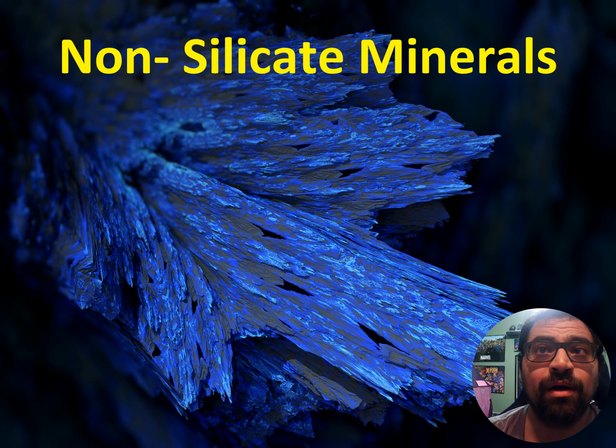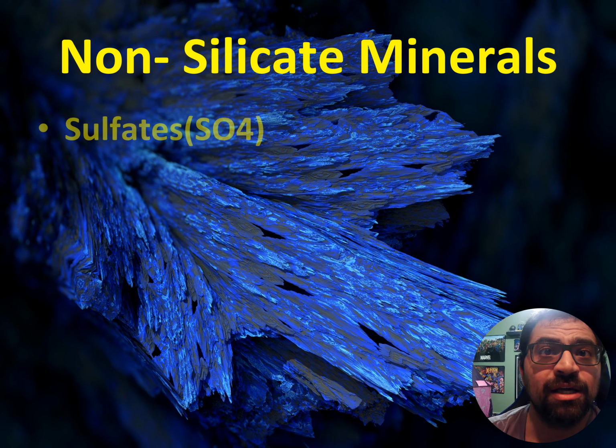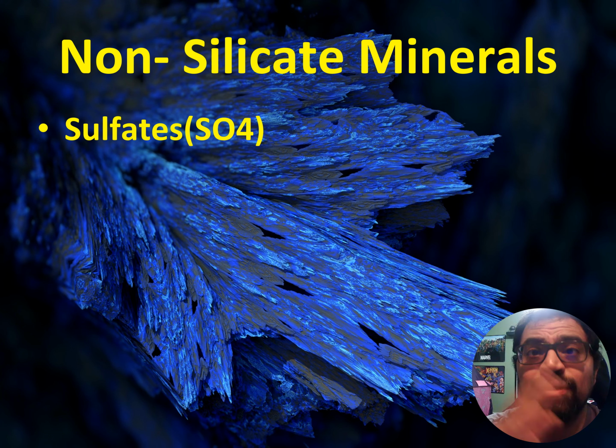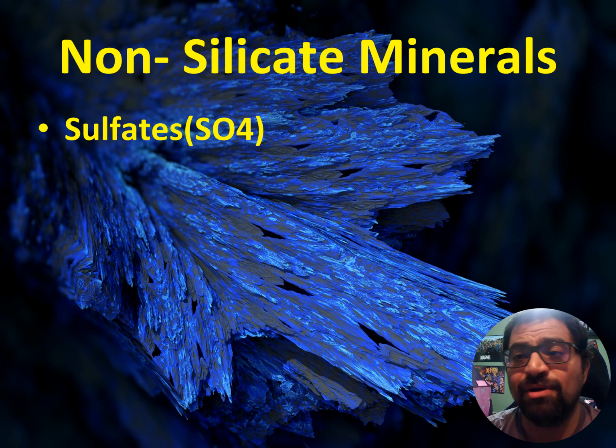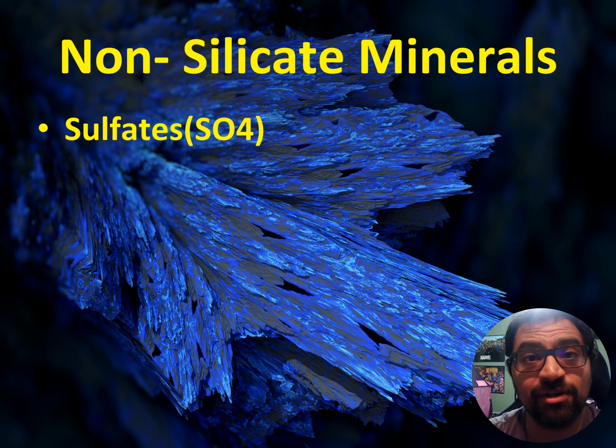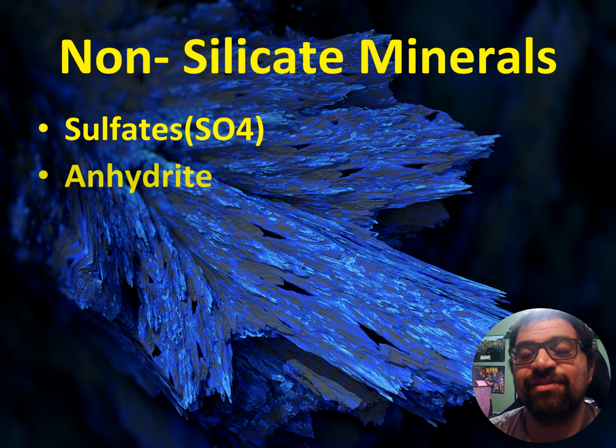The next group of non-silicates are the sulfates. Do not confuse the sulfates with the sulfides. There is a difference between sulfate and sulfur. Yes, sulfate has sulfur in it, but it also has 4 oxygens. This will be something that gets really important when you go to chemistry and you have to learn the difference between compounds and polyatomic ions, all stuff that you'll do when you get to chemistry or when you watch our chemistry videos. An example of this would be the mineral anhydrite.